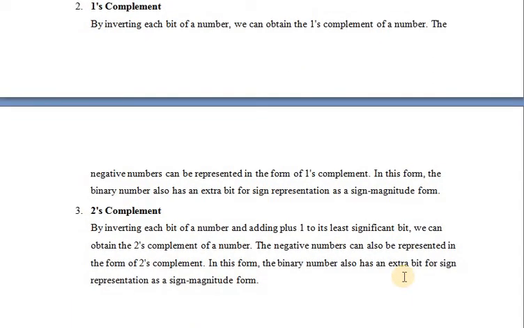So how to take 2's complement: take the ones complement and add 1 to it. That is the 2's complement. By inverting each bit of a number and adding +1 to its least significant bit, we can obtain the 2's complement of the number. The negative numbers can also be represented in the form of 2's complement. In this form, the binary number also has an extra bit for sign representation as in the signed magnitude form.